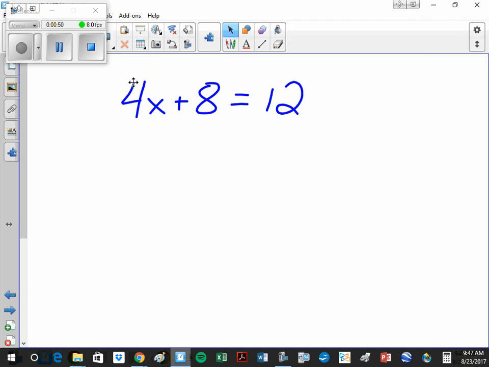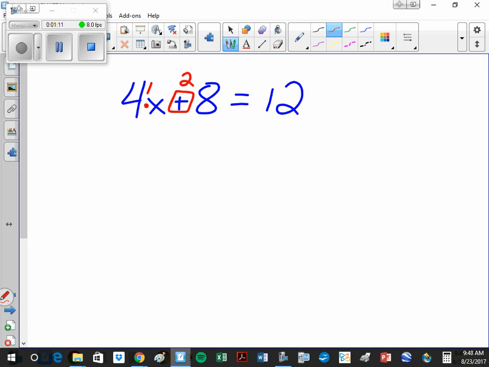So if we look at the order of operations, there are two operations. There's a multiplication, and then there's an addition. Which operation hits the x first? The multiplication. So this would be operation number 1. And then the addition would be operation number 2.